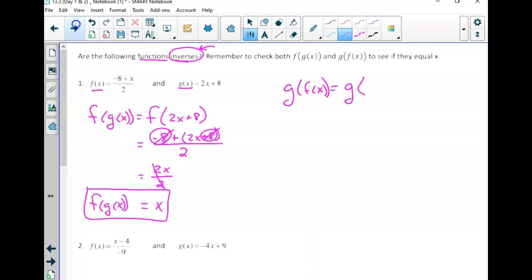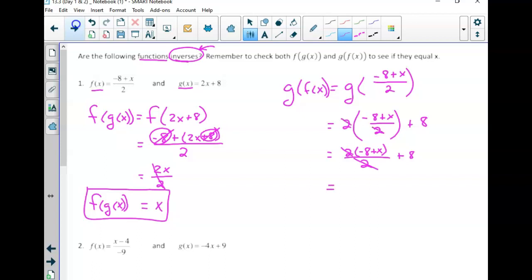So we're going to take g, and we're going to plug f into it. And when we do that, that's 2 times negative 8 plus x over 2, and then I got to take a plus 8. Remember, just so I could write this out, this is really 2 times negative 8 plus x over 2, plus 8. And remember, that 2 will get rid of because that's going to reduce. But then I have negative 8 plus x plus 8. Negative 8 and 8. Hey, that one just equals x as well. So g of f of x also equals just x.